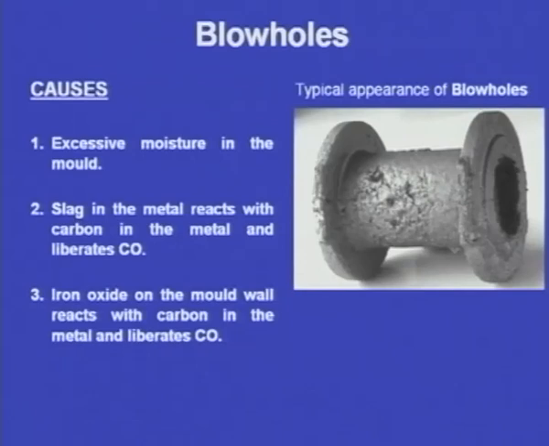Next one, iron oxide on the mold wall is responsible for the blowholes. This iron oxide reacts with the carbon in the molten metal and forms carbon monoxide, and this carbon monoxide will be creating blowholes. Now, how to prevent these blowholes? What remedial measures we have to take to prevent these blowholes?